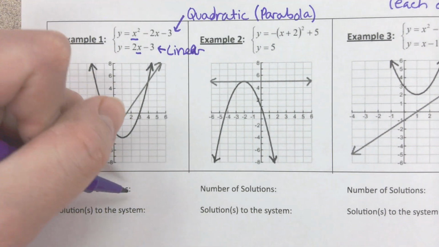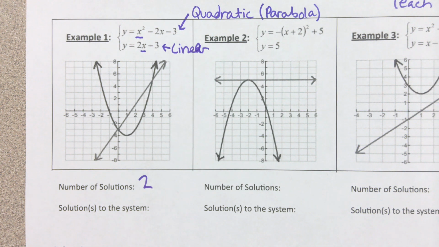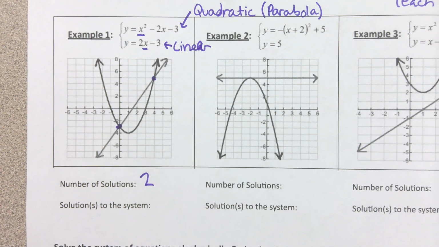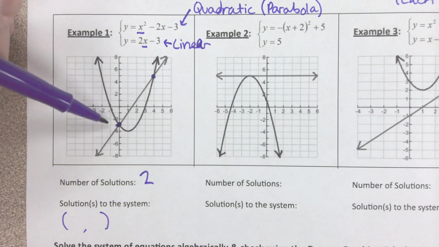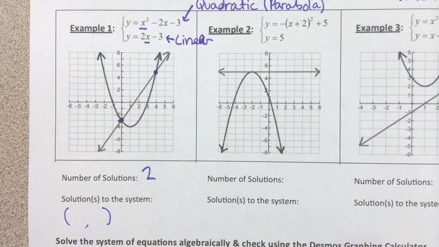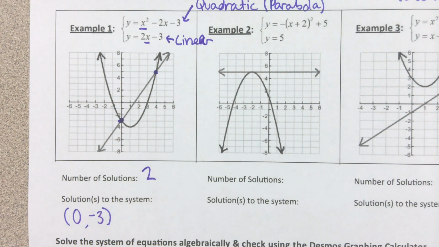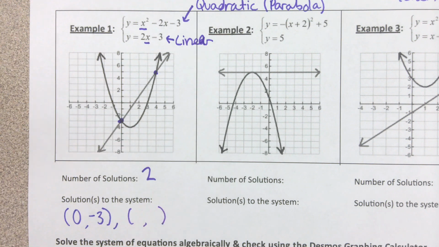Twice. So the number of solutions, that's 2. The actual solutions to the system is where they cross. We have 2 points here. So we have to state their coordinates. The point on the bottom left here, what are the coordinates? 0, -3. X is 0, y is -3. And the point in the top right? 4, 5. Good.